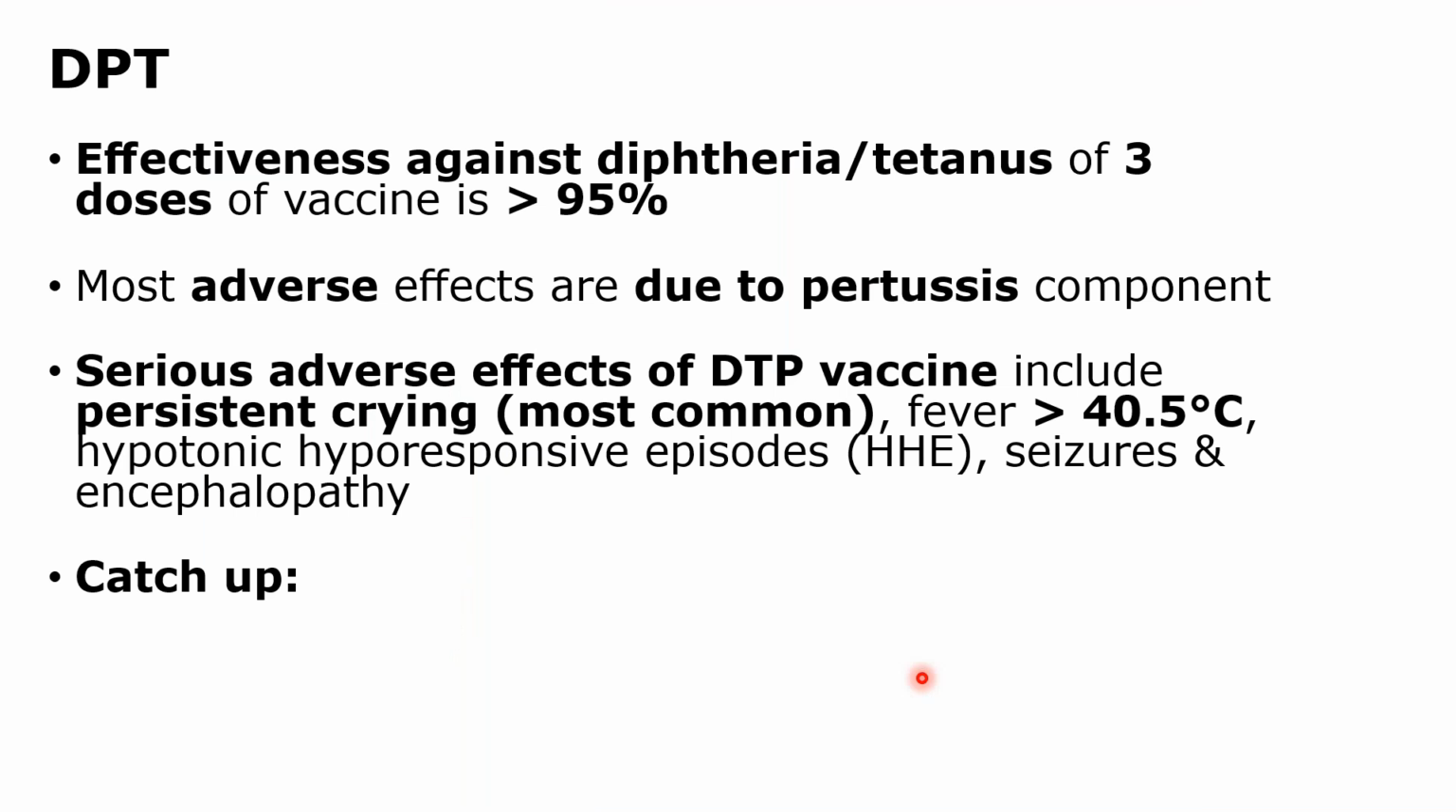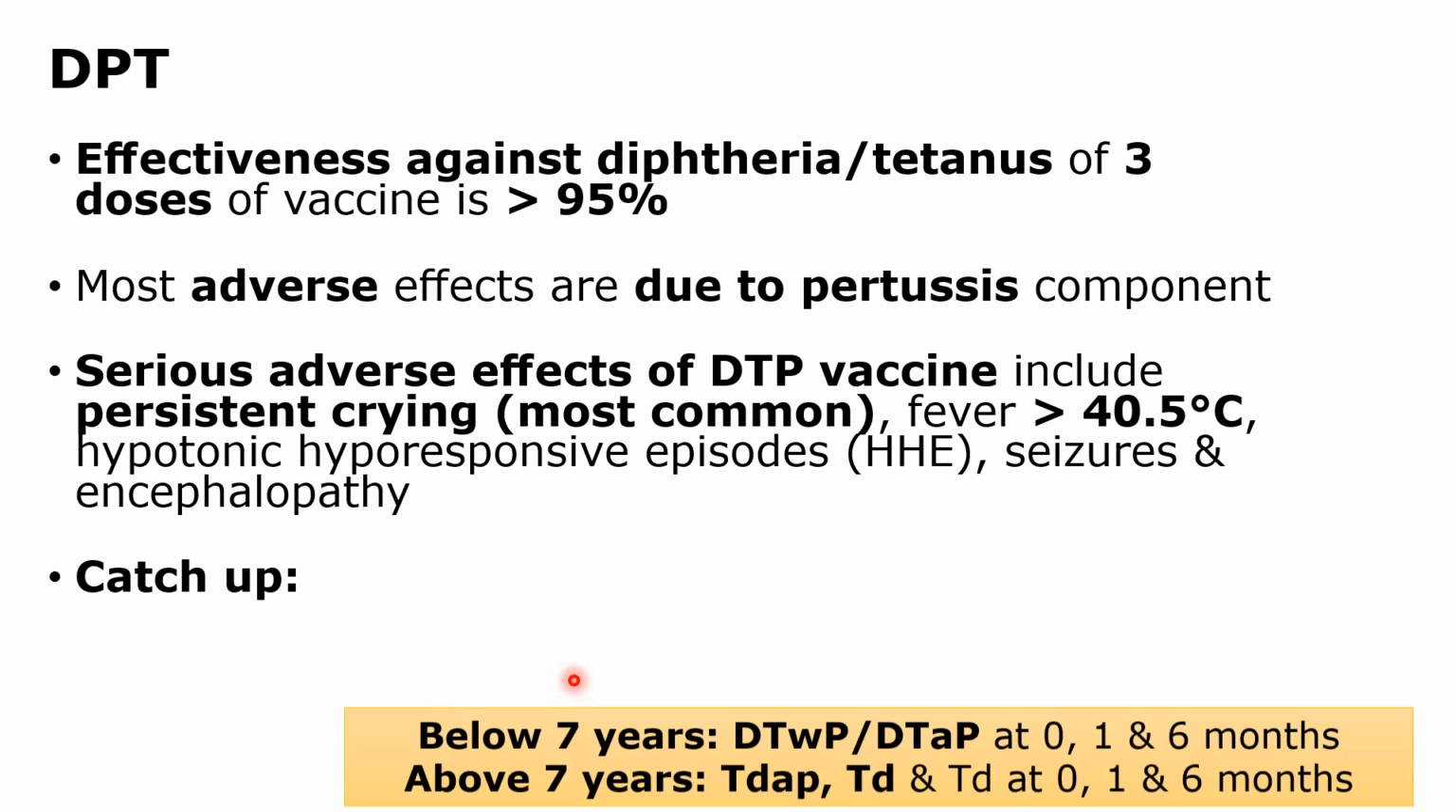Now DPT is effective. The effectiveness of the DPT vaccine against diphtheria and tetanus with 3 doses is more than 95%. But the effectiveness against pertussis is not so high. Okay. And most of the adverse effects of the DPT vaccine are usually due to the pertussis component. Serious adverse effects of DTP vaccine include persistent crying, which is the most common serious adverse effect, fever with a temperature of more than 40.5 degrees, something known as hypotonic hyporesponsive episodes, seizures, and encephalopathy.